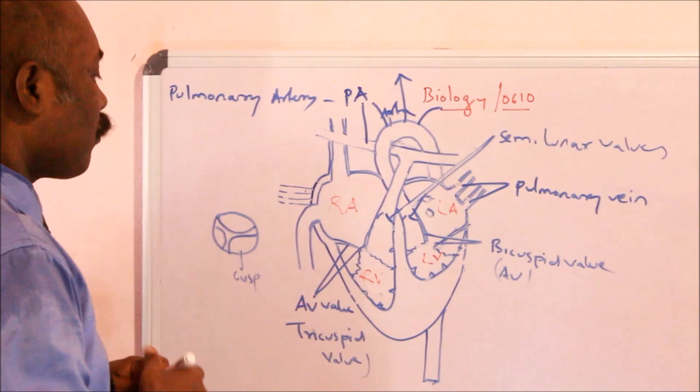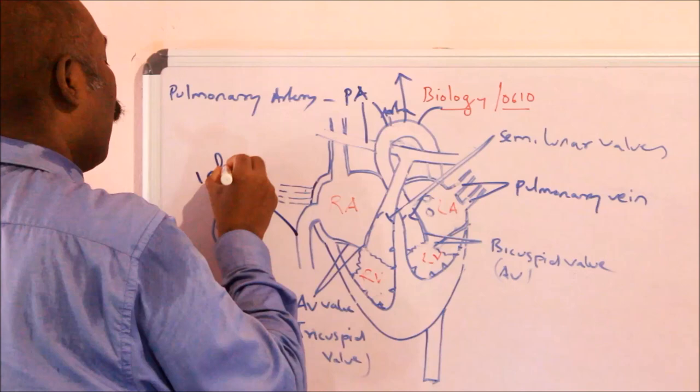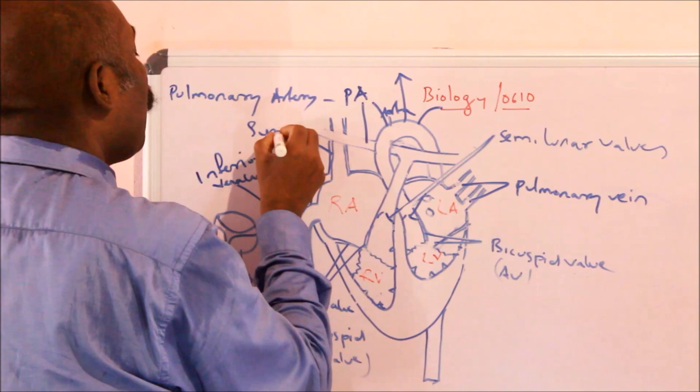Then the next blood vessels, these two, are the vena cava. This one is coming from the lower part of the body, so we call it the inferior vena cava. And this one is coming from the upper side of the body, so we call it the superior vena cava.